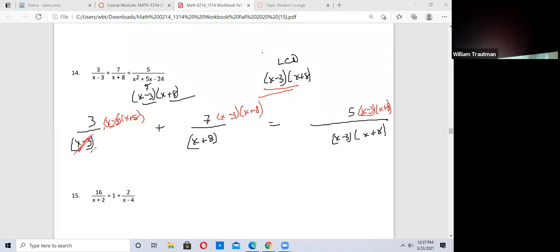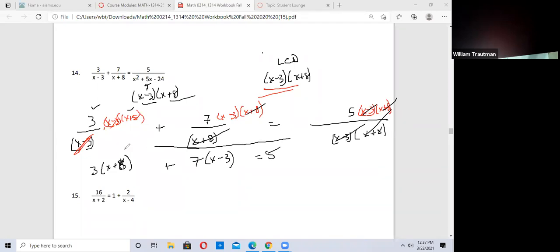These two cancel. And I'm left with now just 3 times x plus 8. I'm left with this and this. These two cancel, and I'm left with that's an 8. And I'm left with 7 times x minus 3. And this cancels with this cancels with this, so I'm just left with 5. So this is what I'm left with. When you multiply by the LCD, the fractions disappear.